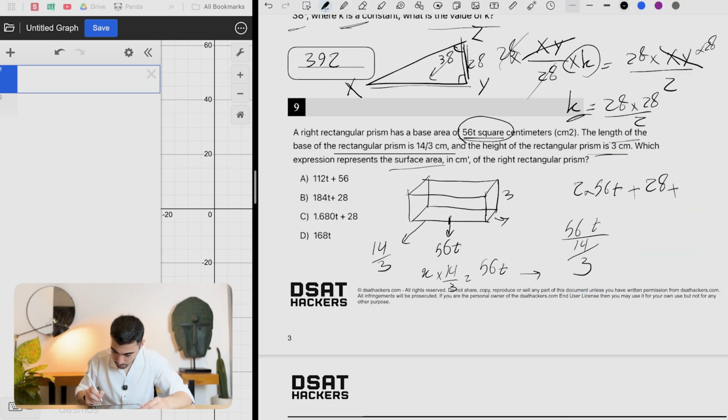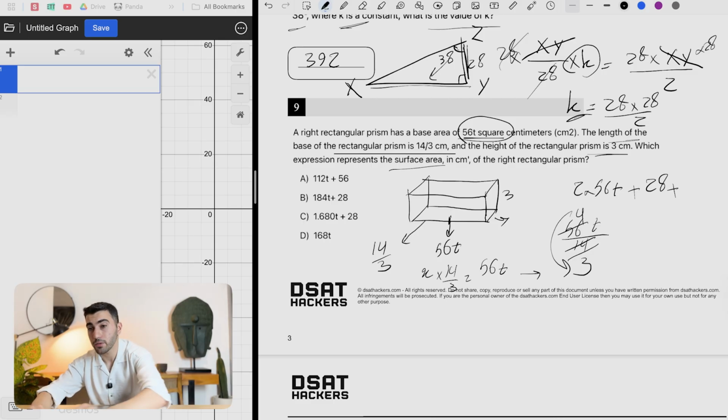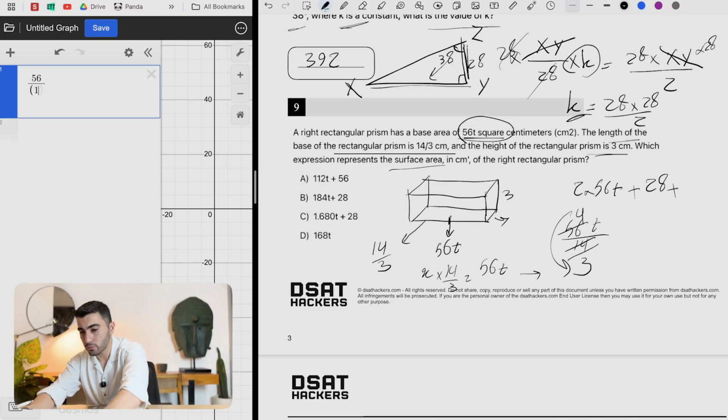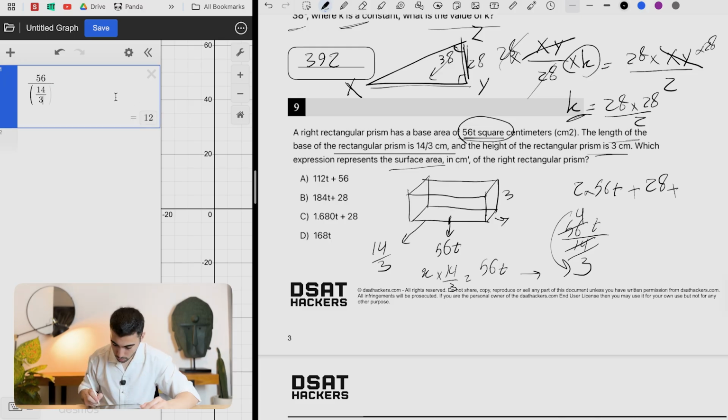Now here's what we can do. This divided by this, 56 divided by 14, is 4. So we have 4/3. Then we multiply this, so it's going to be 12t. You can also do it this way rather than that if you didn't get that. 56 divided by 14/3 is 12. So this is 12t. So this side is 12t.